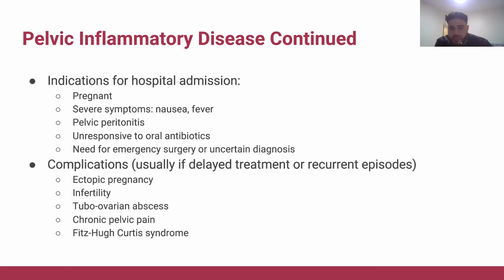hospital admission. And the complications that can come from it, there is an increased risk of ectopic pregnancy with PID and also infertility. And the sort of rogue complication that it's very SBA-able, you learn it, is Fitz-Hugh-Curtis syndrome, which is basically where you present with right upper quadrant pain, and I think deranged LFTs following a sort of long history of PID.